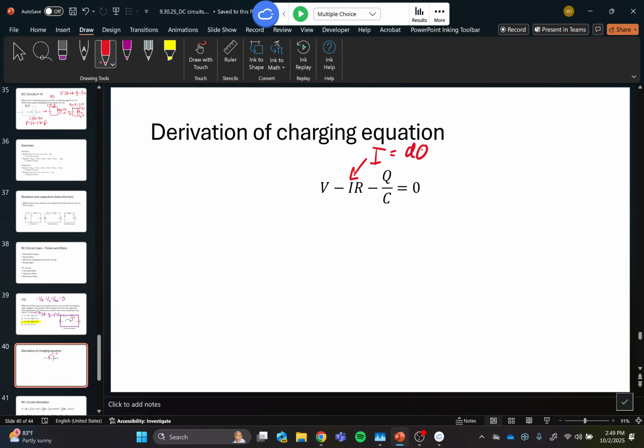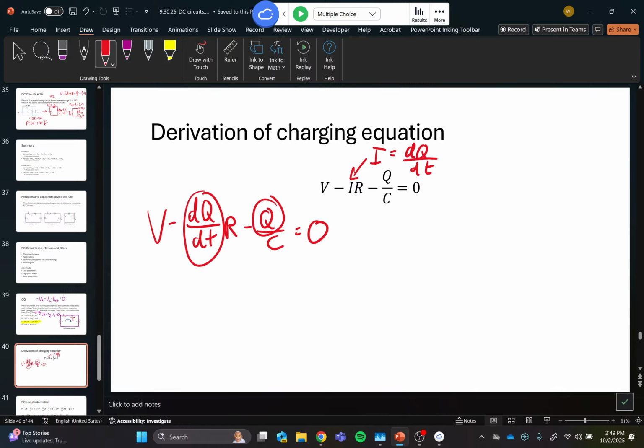I equals dq dt. That is the definition of current. That is not anything new. That's how we define current, the flow of charges. Now when I write this out, I replace I with dq dt. We call this a differential equation. Why is it a differential equation? I have a derivative with respect to Q, and I have Q itself.